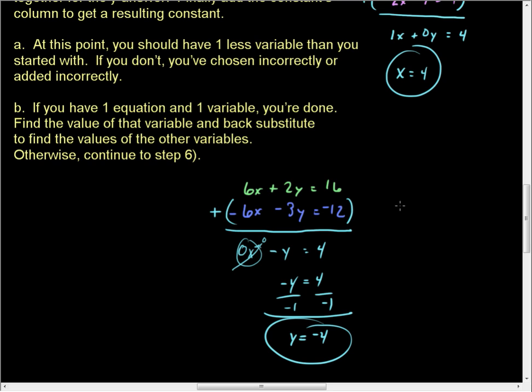By the way, your solution is not quite done. Your solution is a point, x, y. It's still the point 4, negative 4.